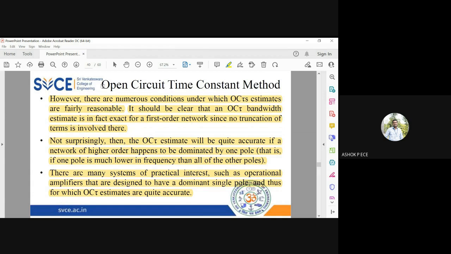So that is why networks go for this particular method to estimate the bandwidth. And in the open circuit time constant method, we always say that a single pole is going to give you the best bandwidth estimate, and the higher the number of poles, the more the bandwidth starts degrading and the estimate is not going to be that accurate.